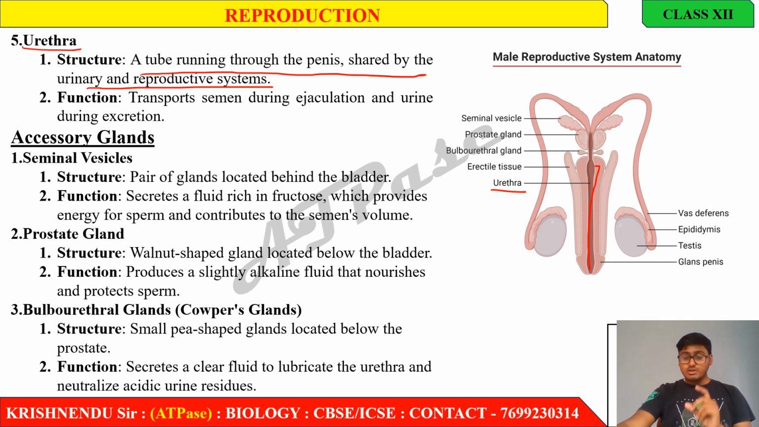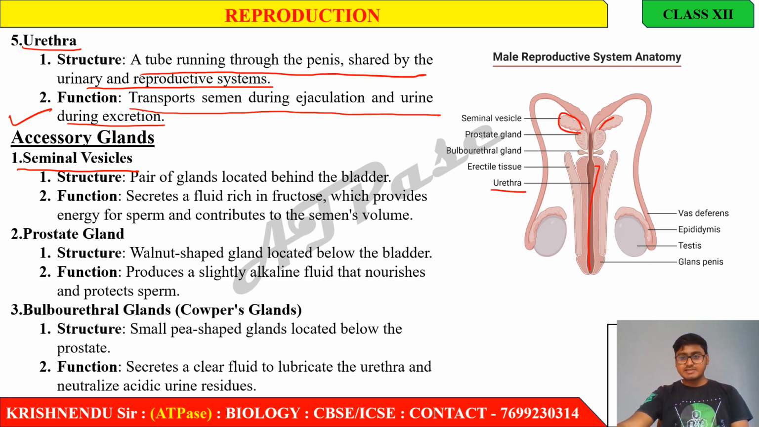That means it transports both urine and sperm. So it functions in both the excretory system and the reproductive system. The function: it transports semen during ejaculation and urine during excretion. Next, the accessory glands. At first, the seminal vesicles. I already showed you the seminal vesicle. These are the two seminal vesicles inside the male reproductive system.